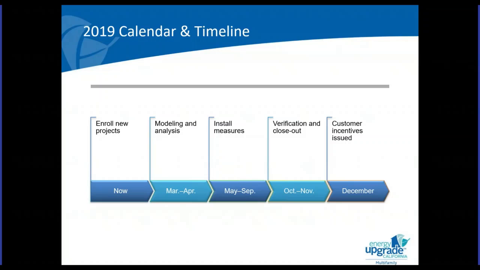Through the program, we definitely want to demonstrate influence on the scope of work of any given project. So until the program application and reservation letters are issued, you wouldn't want to move forward with the installation of any energy measures. That would come probably in the May through September timeframe, and then the last quarter of the year will be spent closing out projects.